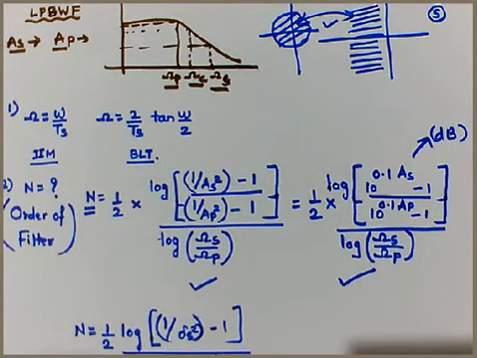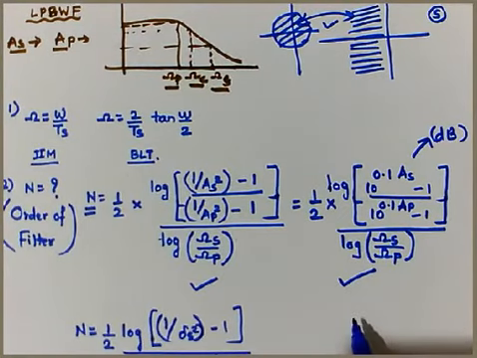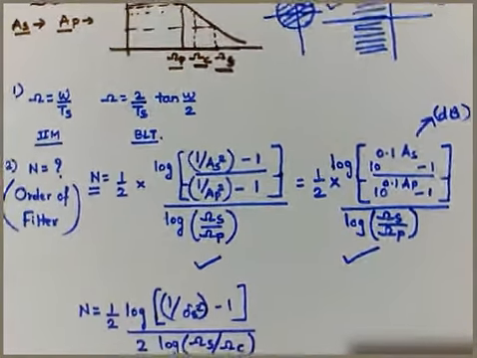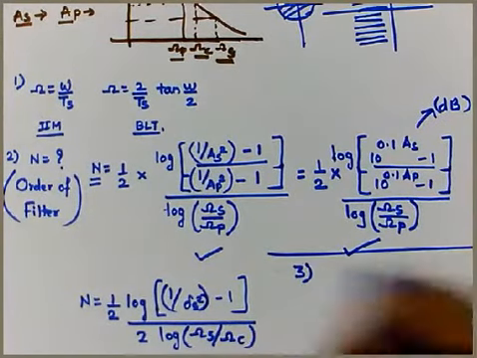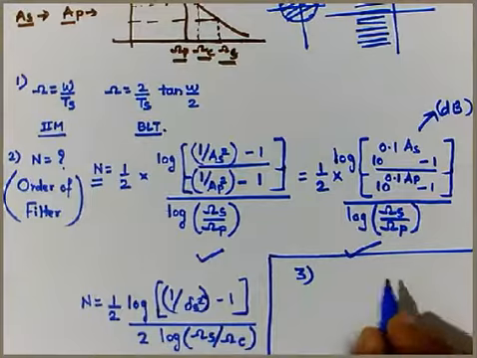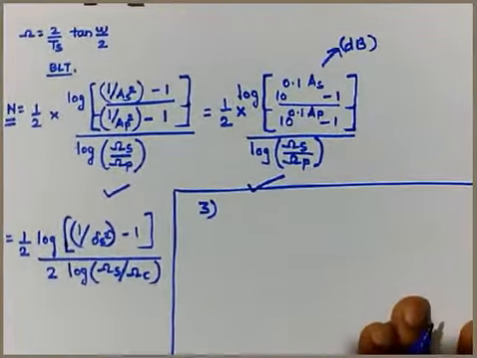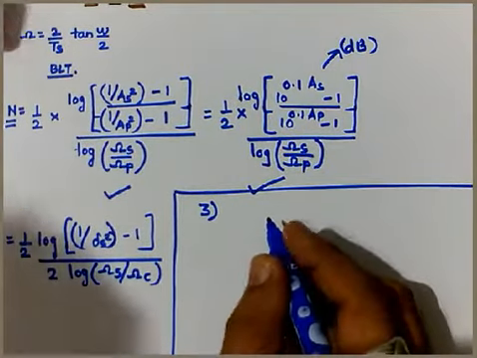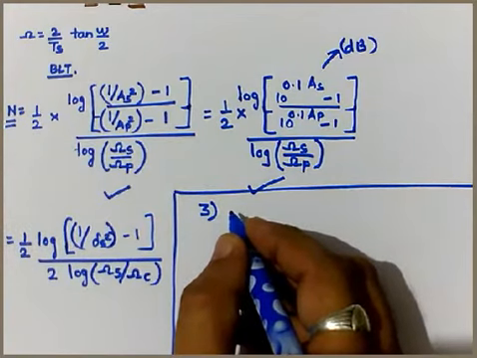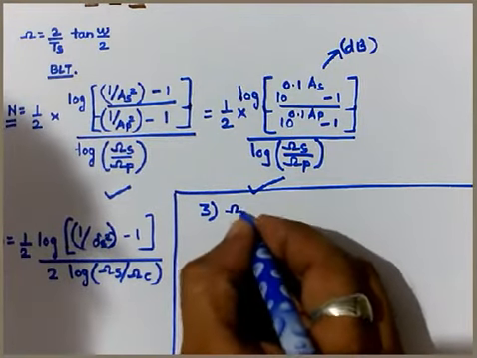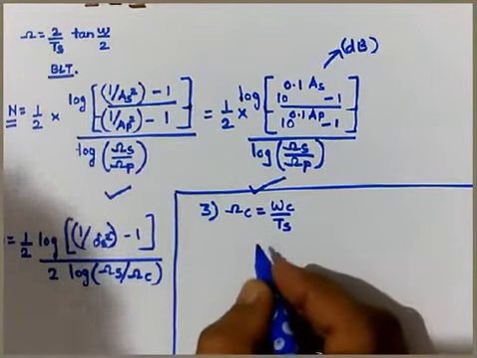Let's proceed to calculate the values for the cutoff frequency, that is Ohm C. Let me write down step number 3 here itself. For step number 3, for the impulse invariance, as we have seen, Ohm is equal to omega by Ts, so Ohm C is equal to omega C by Ts.